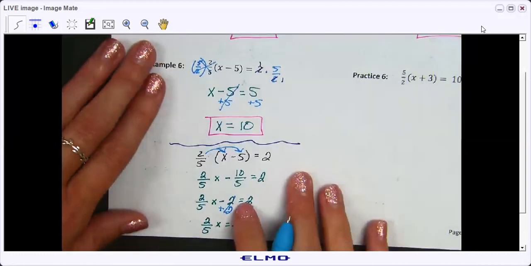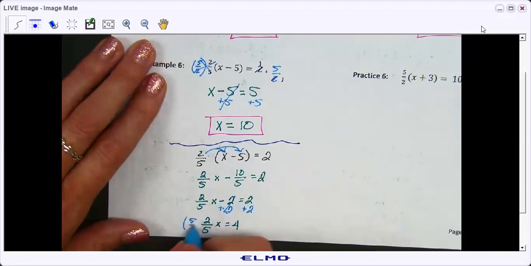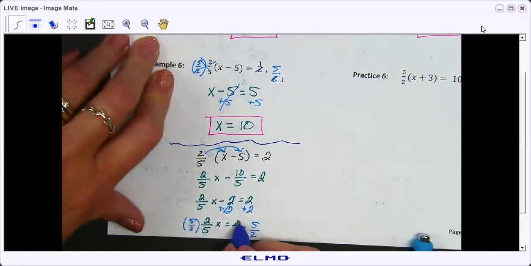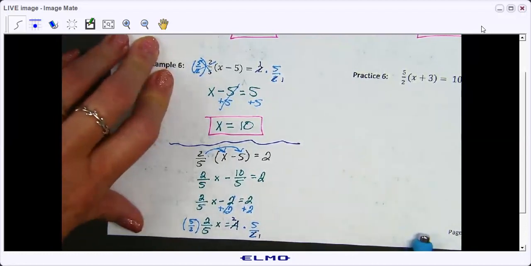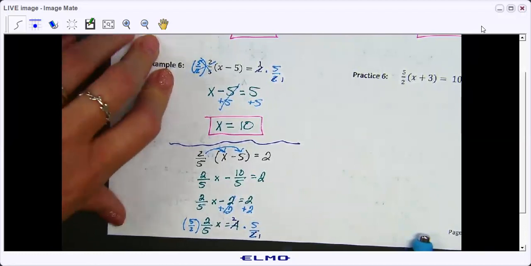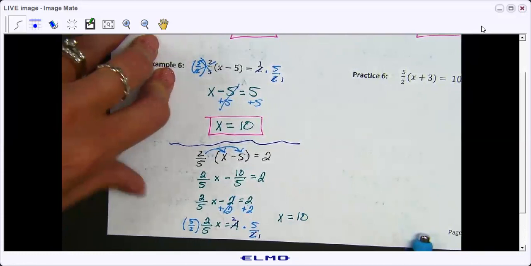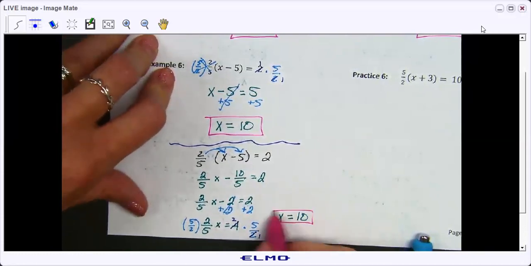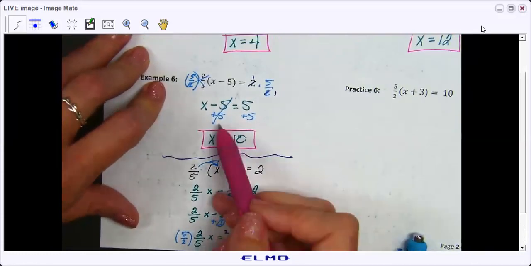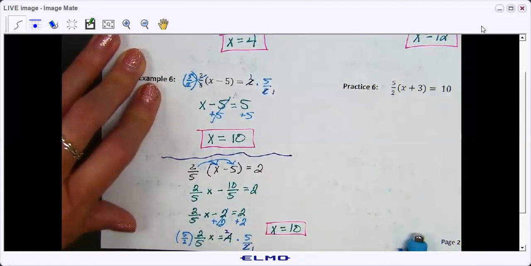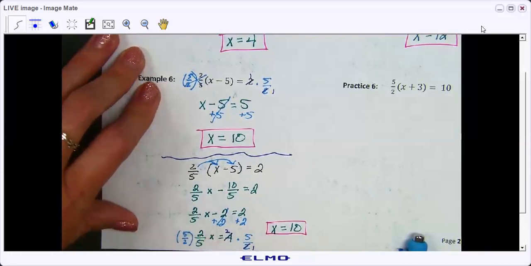Oh, you guys can't see this. Now I multiply by 5/2. And I can cross simplify my 4 and my 2. And x equals 10. Now, if you notice the amount of work required for this one, the second way, versus my first way, there's a lot more work required. But again, if this makes more sense to you, you're going to want to use that way.